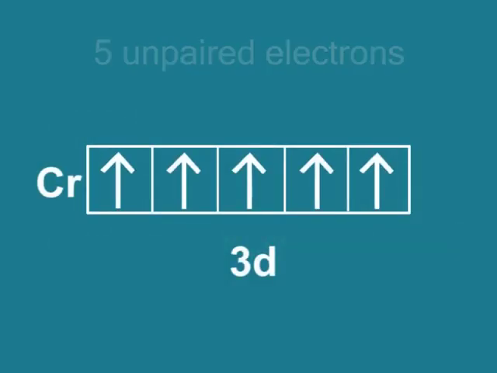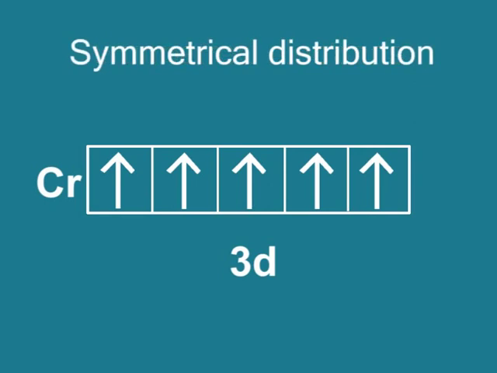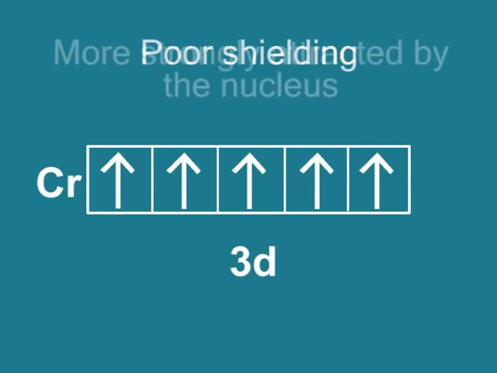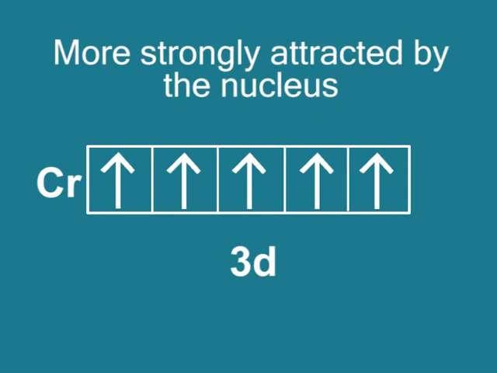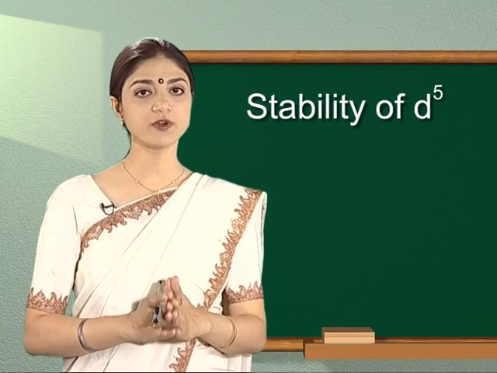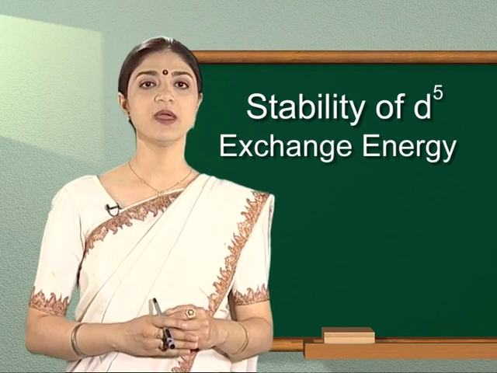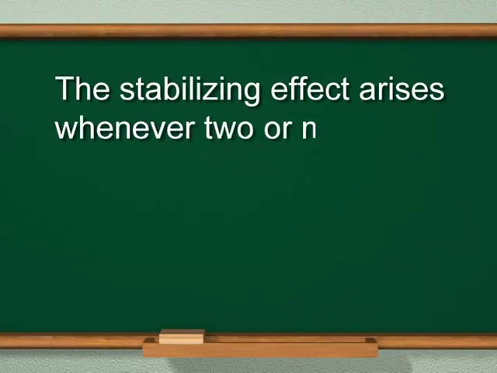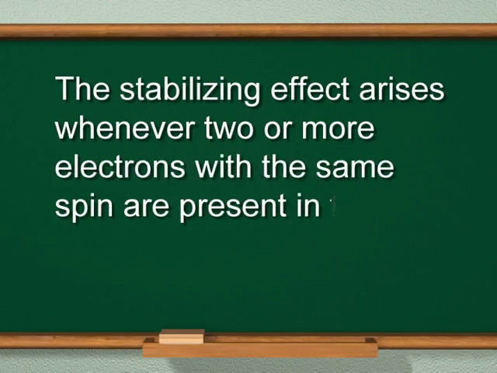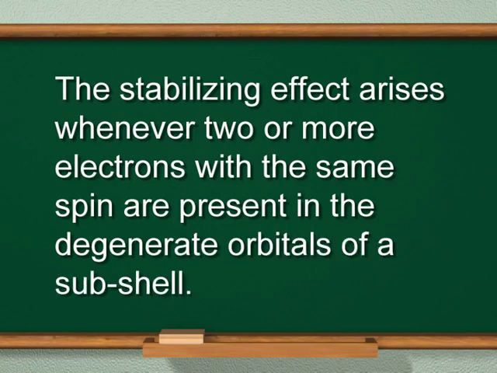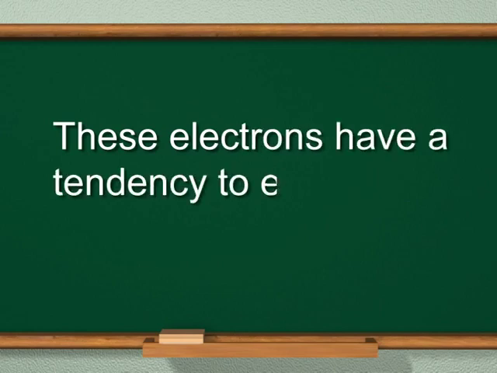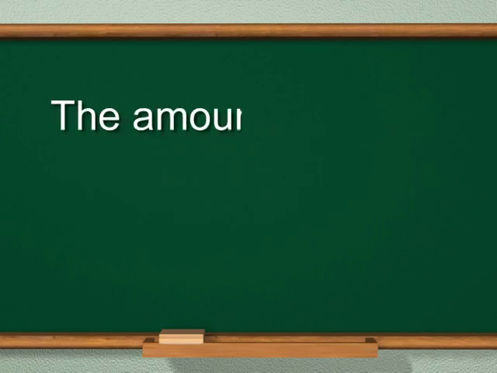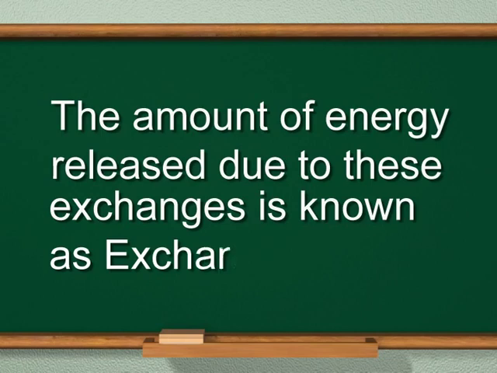As chromium has 5 unpaired electrons in its 3d orbital, it is a more stable condition due to symmetrical distribution of electrons, resulting in poor shielding of one another and thus more strongly attracted by the nucleus. The stability of d5 subshells can further be explained with the help of exchange energy. Exchange energy is due to stabilizing effect. The stabilizing effect arises whenever two or more electrons with the same spin are present in the degenerate orbitals of a subshell. These electrons have a tendency to exchange their positions. The amount of energy released due to these exchanges is known as exchange energy.